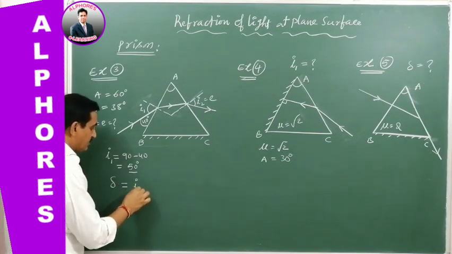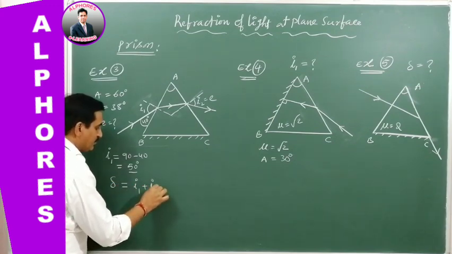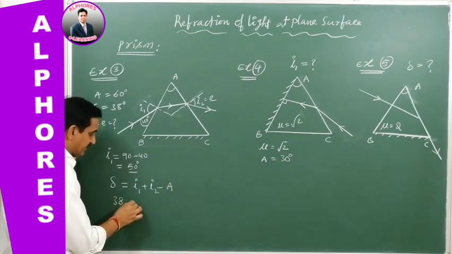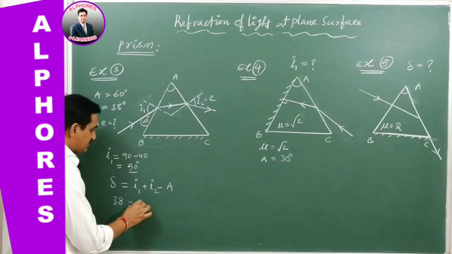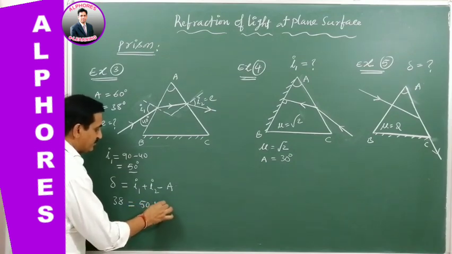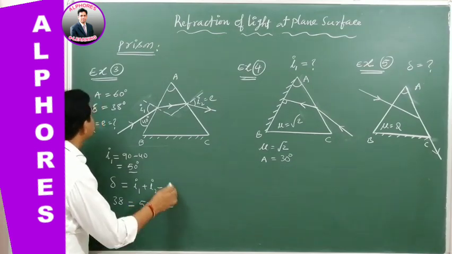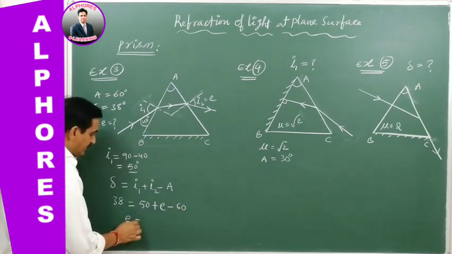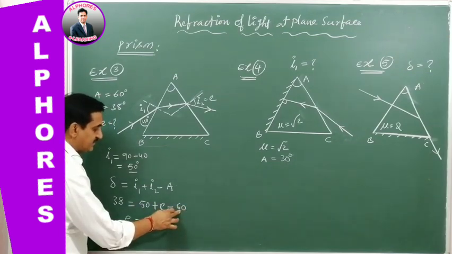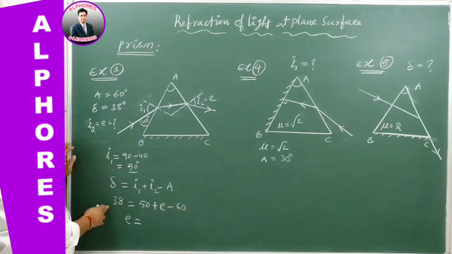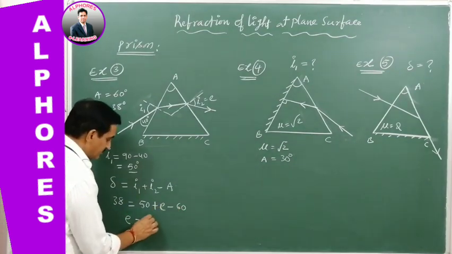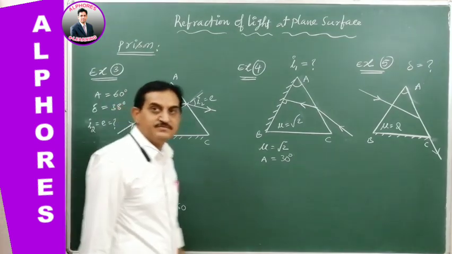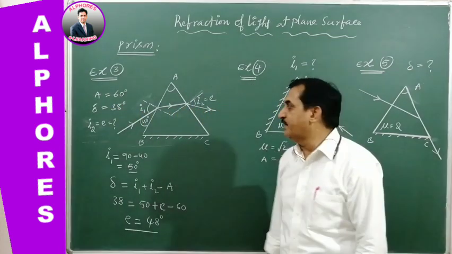After finding this I1, we can find the angle of emergence by using the deviation. Deviation equals I1 plus I2 minus A. The deviation delta is 38 degree as given. Then I1 is 50, plus I2, the angle of emergence, minus the angle of prism, which is given as 60 degree. Therefore I2 is equal to 38 minus 50 plus 60, which is 48 degree. This is the angle of emergence. Next, let us go for another problem.